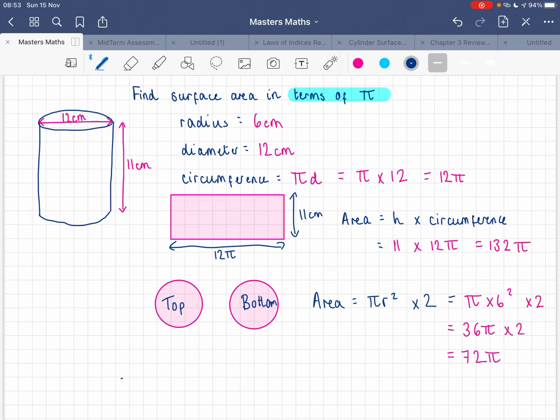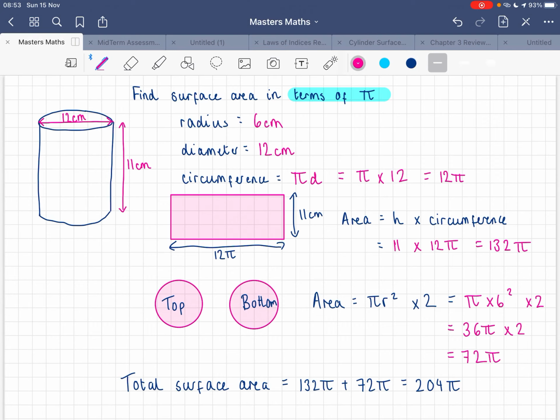Finally, the last thing is that you have to add it up. So you have to do the total surface area. We're doing 132 pi plus 72 pi. Now again, if you have 132x and you're adding on 72x, you just add the numbers and you would still have that number of x. So if I add 132 with 72, I get 204 pi.